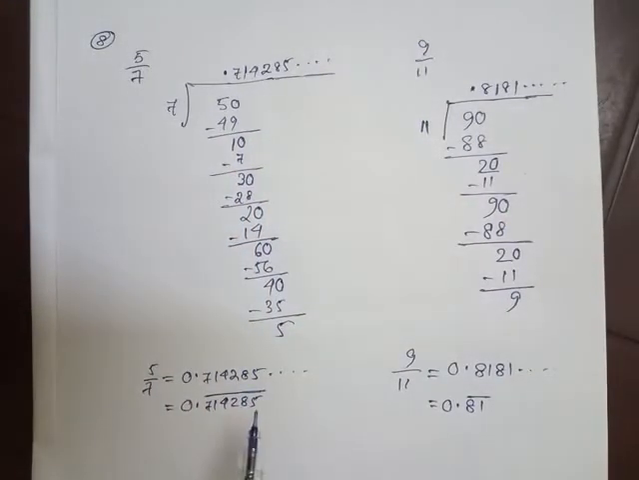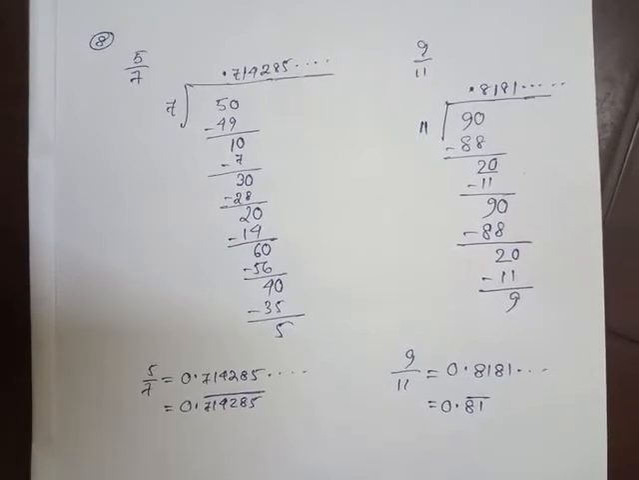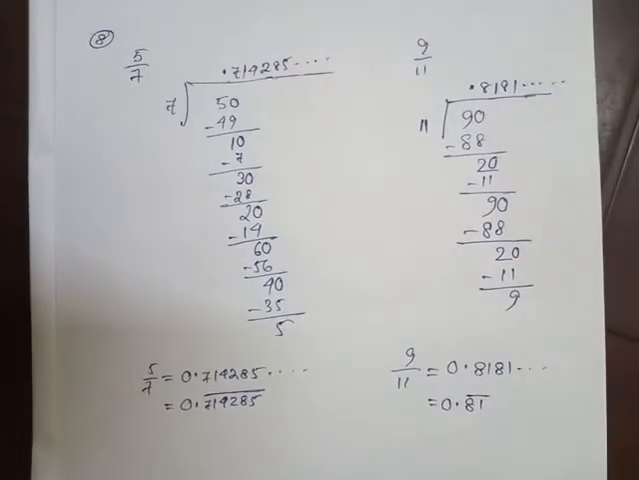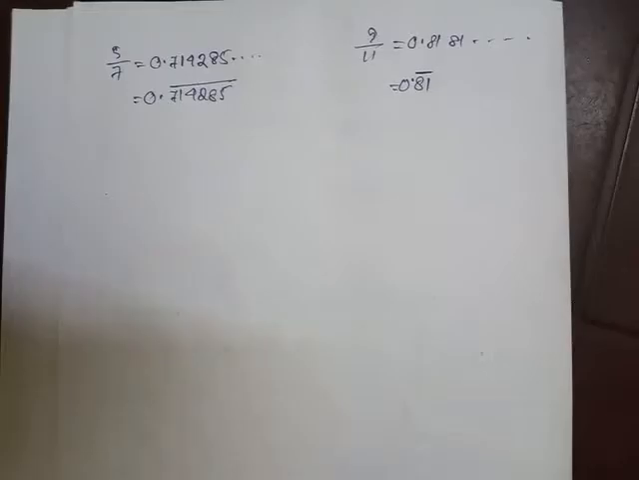That's why this bar indicates that it is non-terminating repeating. This is the first part of the sum. Now we'll have to find out three irrational numbers between these. Now let's have a look how to solve this one.